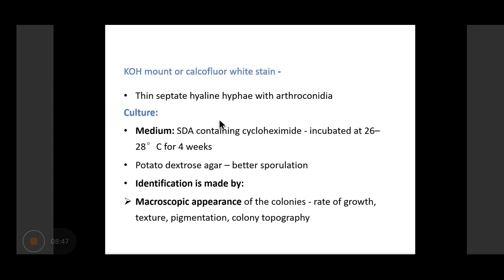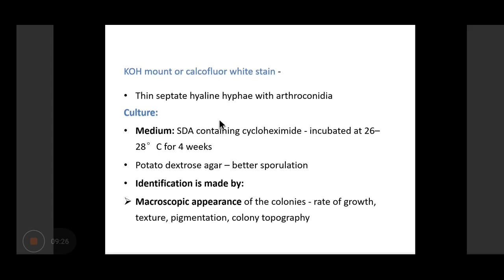Then in fungal infections, we do a KOH mount. That is, we make a potassium hydroxide mount, or we can go for the fluorescent method, that is calcofluor white stain. In this case it is a mold infection. So here we will find thin septate hyaline hyphae with arthroconidia. Arthroconidia are formed when these hyphae break at intervals. So we will find thin septate hyphae with arthroconidia.